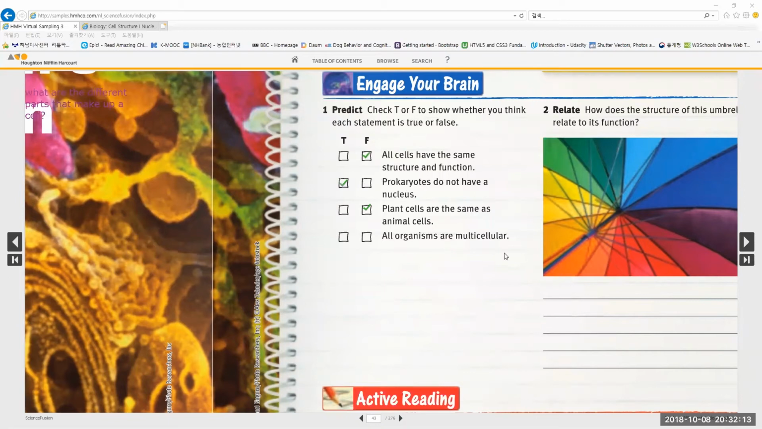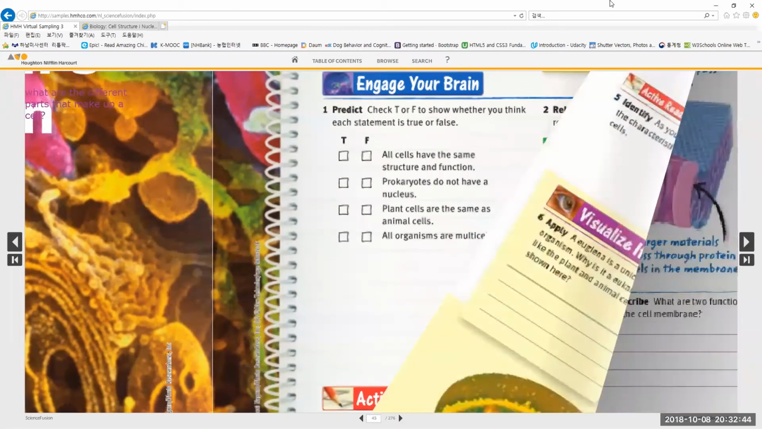All organisms are multicellular. Some are not multicellular because, let's look at the bacteria. The bacteria is not multicellular, so not all organisms are multicellular. So let's erase that, and get on to the next one. Let's start it.